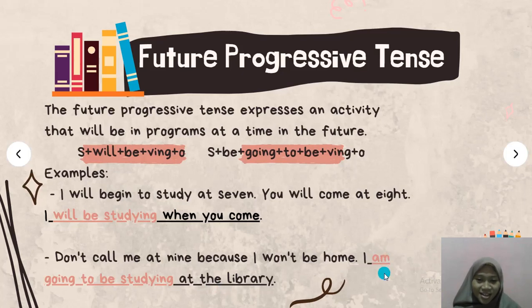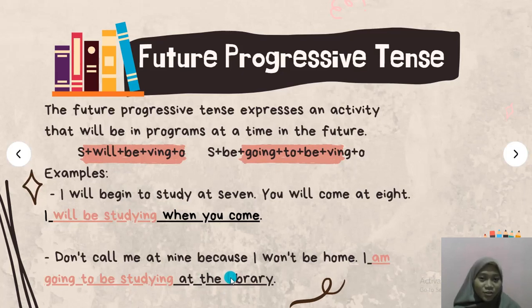Do you understand, guys? Or still confused with this material? I as a subject. Be of I is am. After be, we put going to and then be plus verb ing, studying. And add the library as an object.